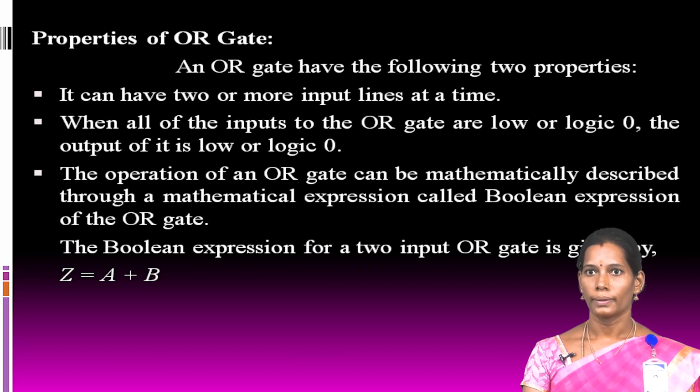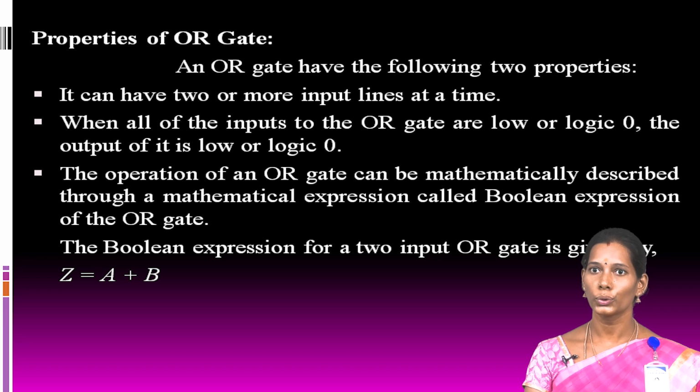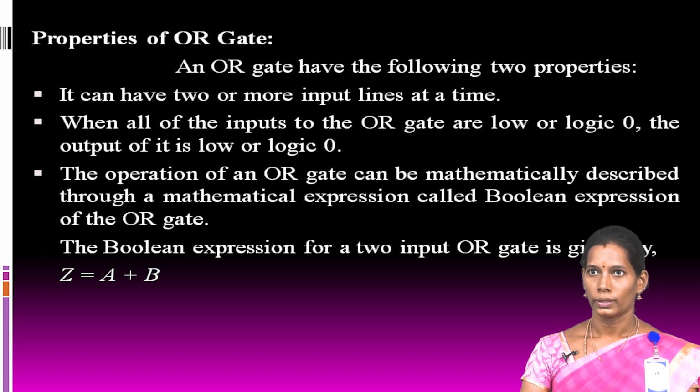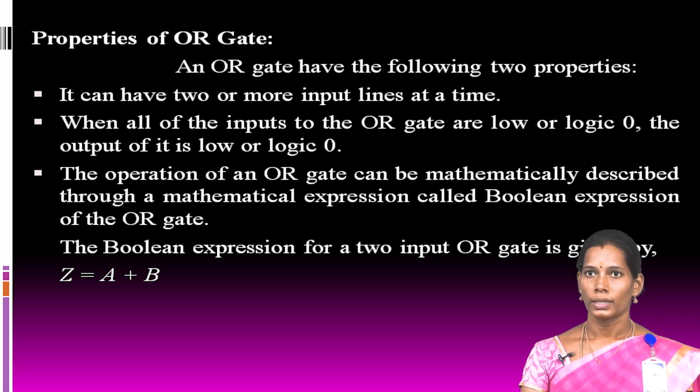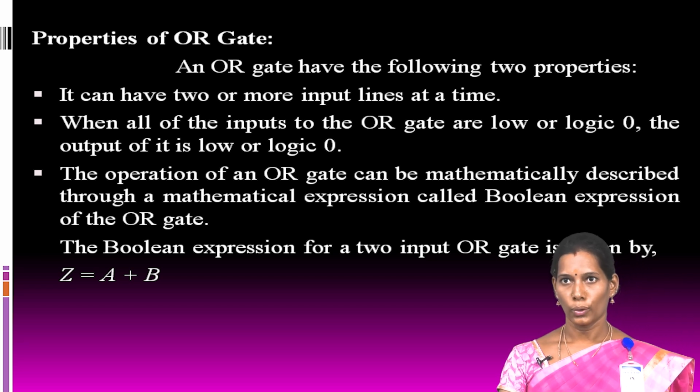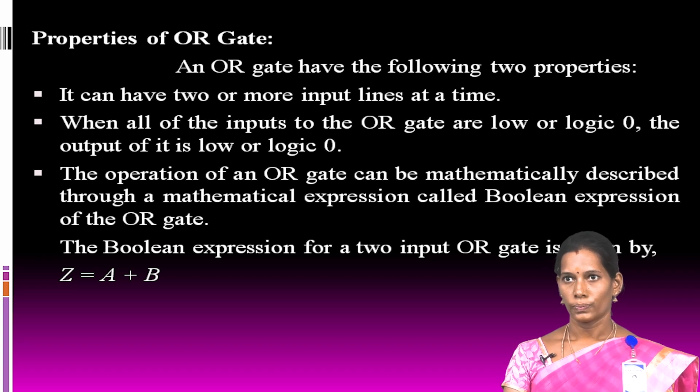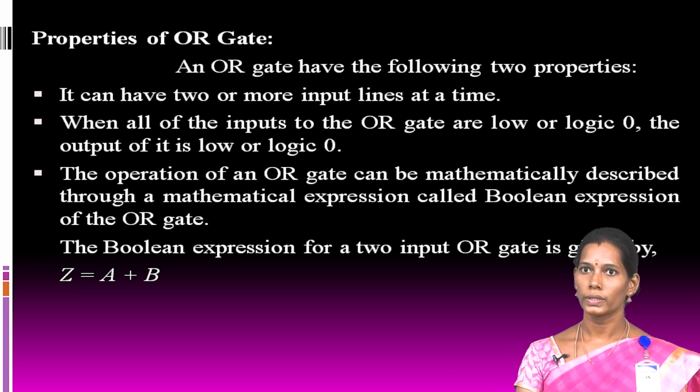Properties of OR gate. An OR gate has the following two properties. The first one, it can have two or more input lines at a time. And second one, when all of the inputs to the OR gate are low or logic 0, the output is low or logic 0.